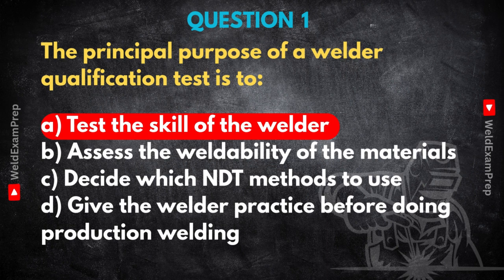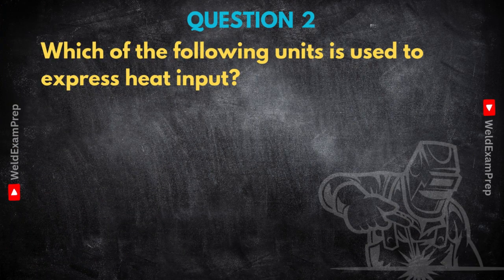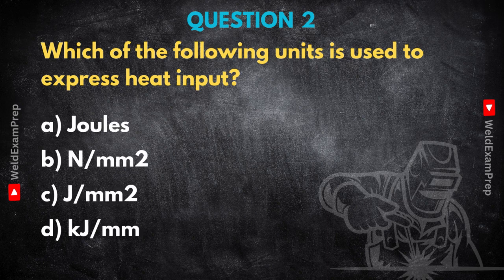Let's shift gears now. We've qualified the person. Now let's talk about something that controls the weld's actual insides, the microstructure. Understanding heat input units. Right. Second question for you. Which of the following units is used to express heat input? Your options are A, joules, B, N/mm², C, T, D, kJ/mm.